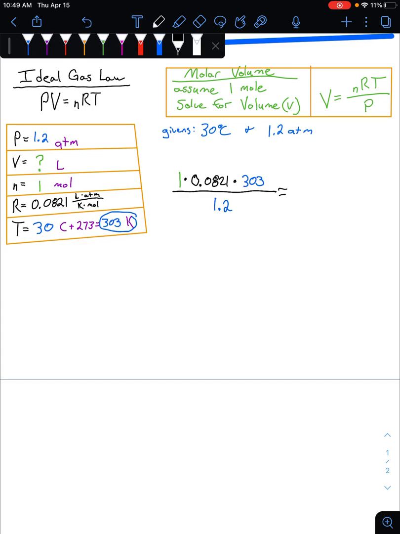So we are going to have 20.7303. If I round that to 1 decimal, that's 20.7 liters.